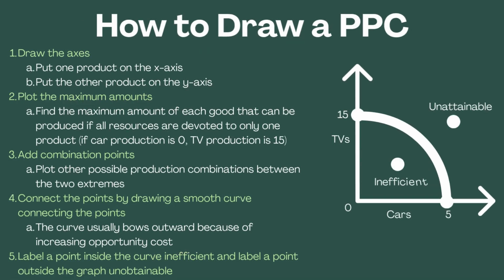To draw the production possibilities curve, begin by placing one product on the x-axis and the other on the y-axis. Then plot the maximum amounts, which is the maximum amount of each good that can be produced if all resources are devoted to only that product. For example, if 0 cars are produced, then 15 total TVs can be produced. Do the same for cars and TVs.